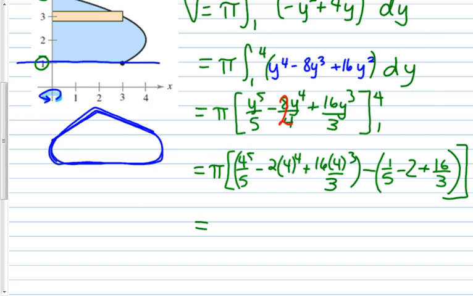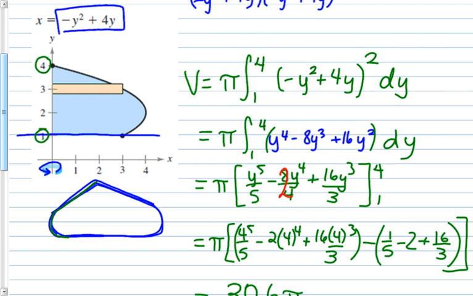And I think it's safe to assume that a problem like this with such big numbers, like 4 to the fifth divided by 5, a calculator can be used, and when you plug all of that into the calculator, I got 30.6 pi, and that would be the answer. Of course, you can turn it into a decimal if you choose, but you really don't have to. So that is the volume of this weird shaped solid.